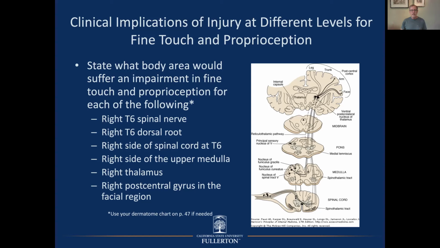Now let's put the damage in the right upper medulla. That is above the decussation of both of the systems we've talked about. So the loss of sensation, all of them, fine touch, proprioception, pain, and temperature sensation, would be on the opposite side of the body, left, and would be the whole body, not considering the face yet. Now, right thalamus, same thing, loss on the left side. A right postcentral gyrus in the facial region would cause a loss of all the sensations we have talked about on the left side in the facial region.